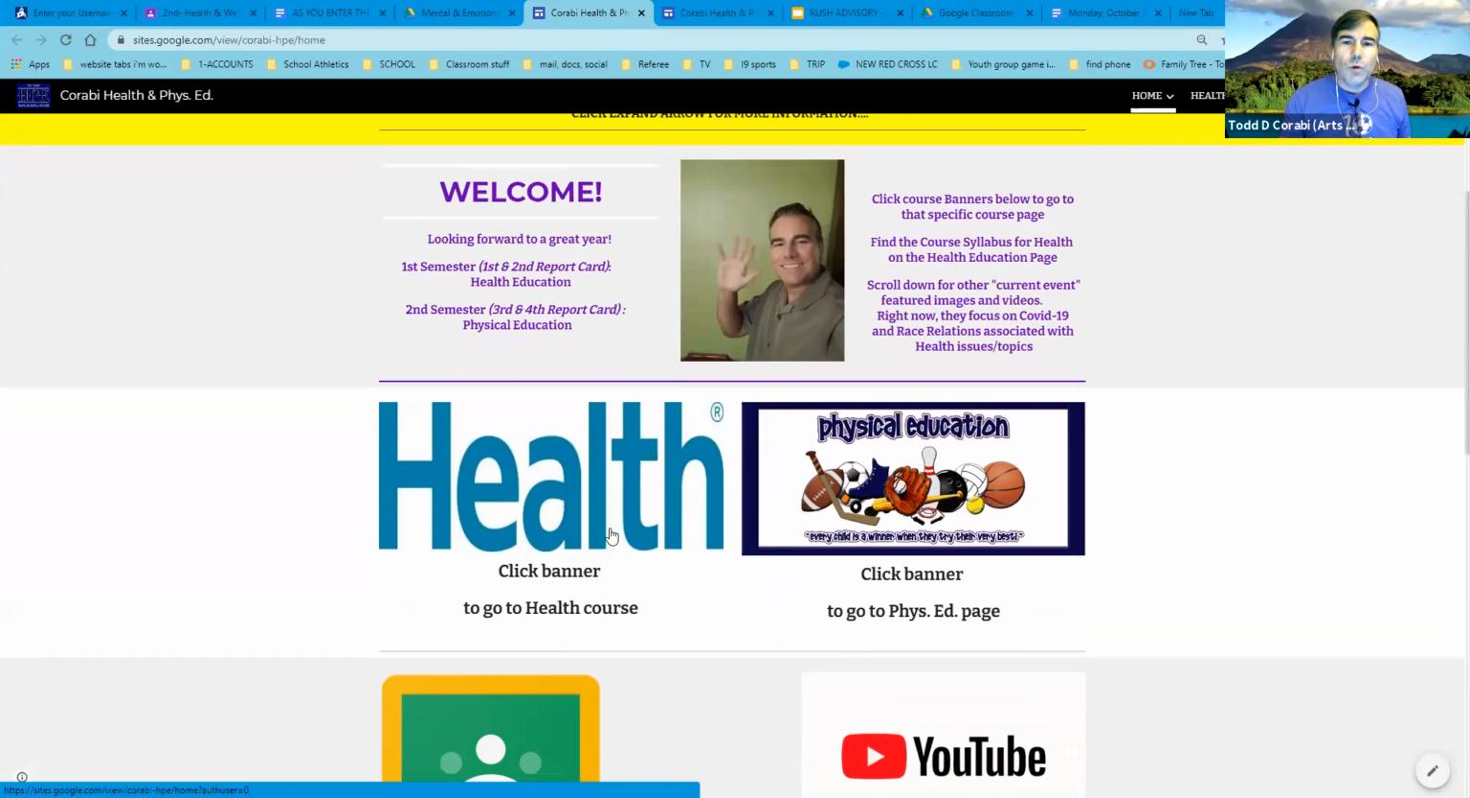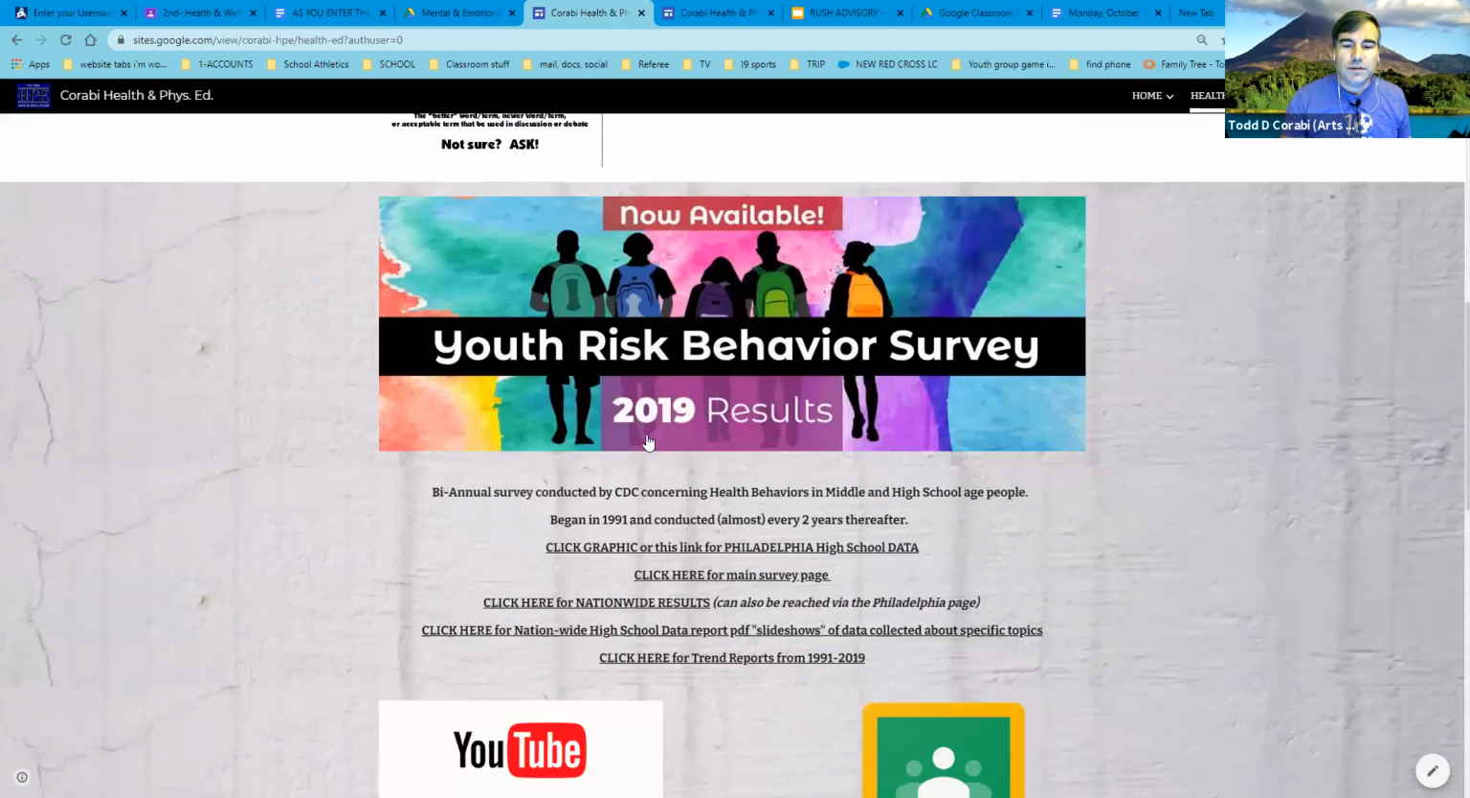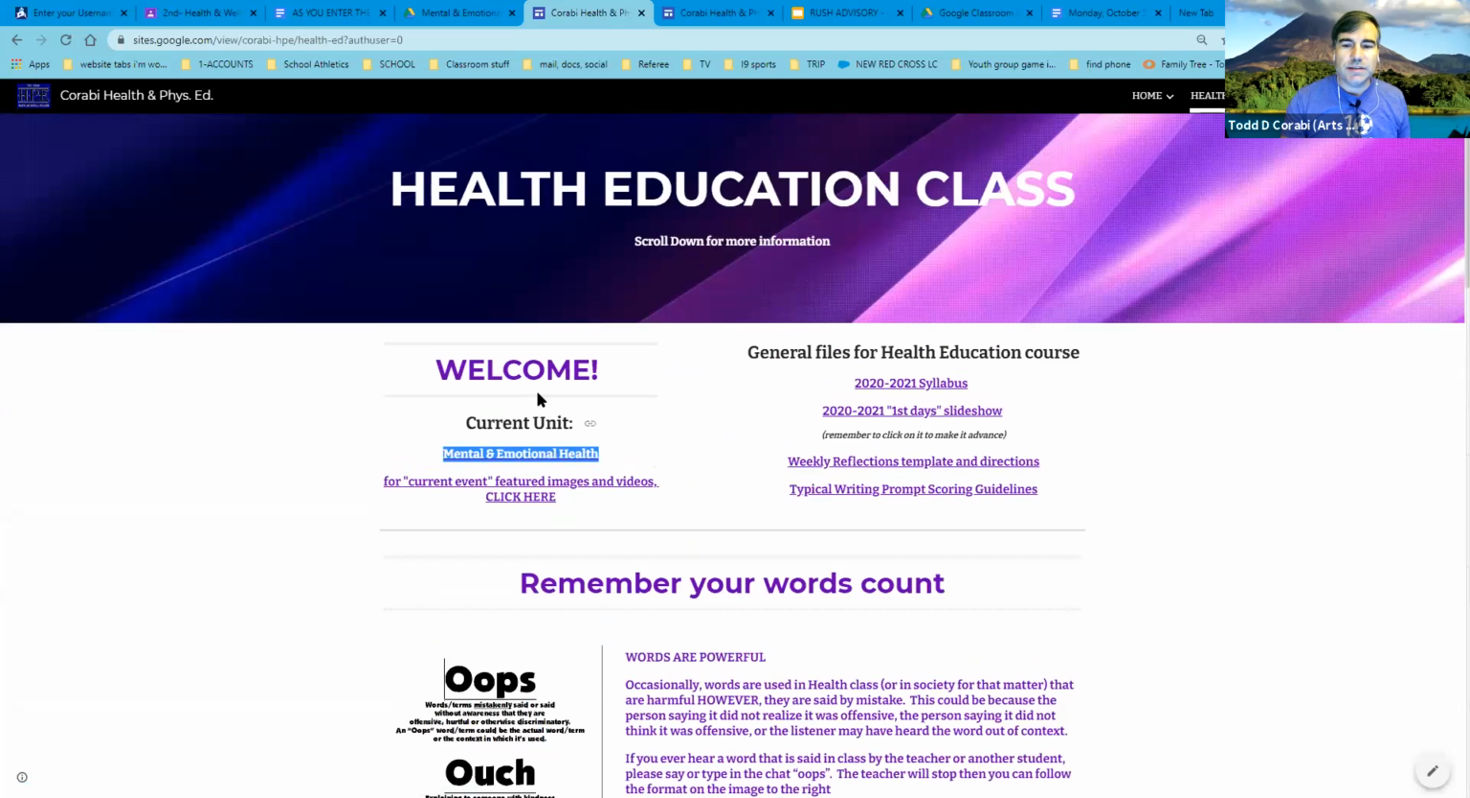So one way you can get to the units is to click the main health banner. That takes you to the actual health course page. The current unit, unless I forget to put it, is usually right here under current unit. And then you can get there that way.